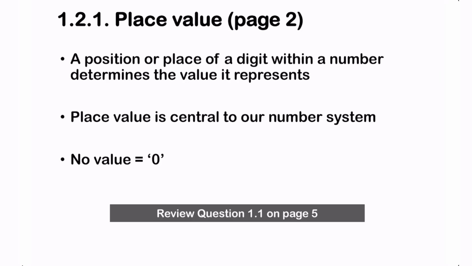So what does that mean? If we turn to page 2, you look at a concept called place values. The position or place of a digit within a number determines the value it represents. Place value is central to our number system, and there's no value for 0. Review question 1.1 on page 5.